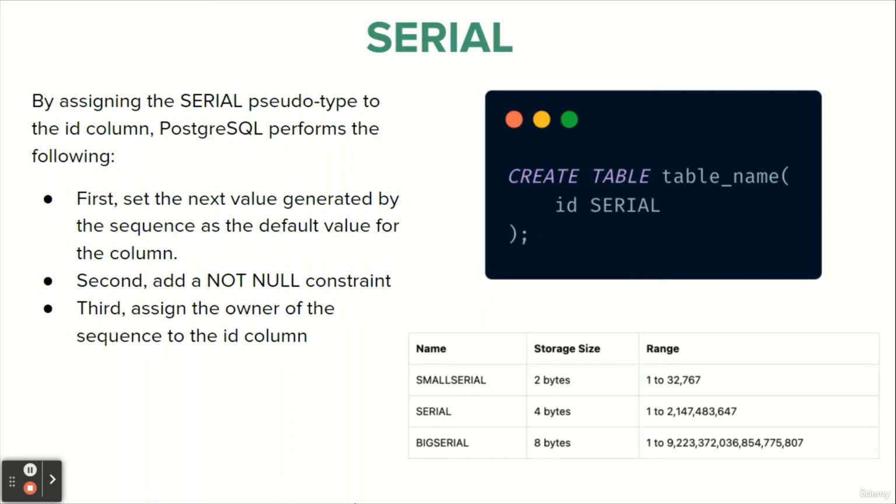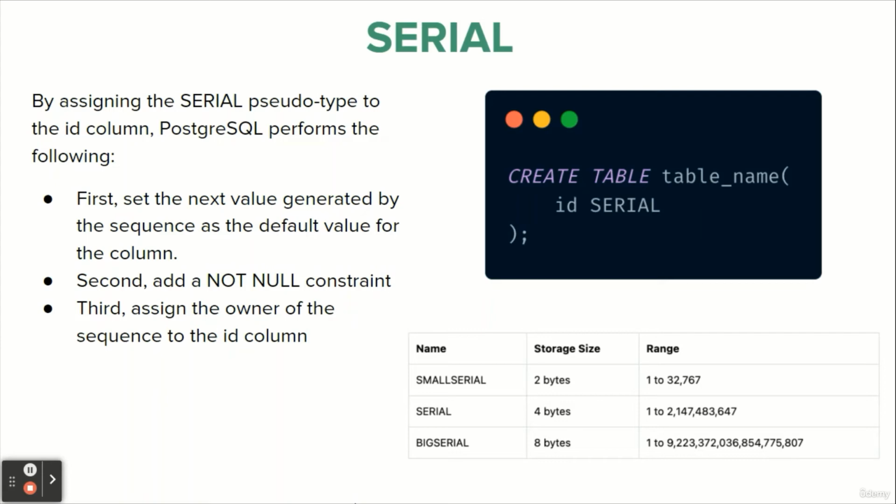First, create a sequence object and set the next value generated by the sequence as a default value for the column. Second, add not null constraint to the ID column, because a sequence always generates an integer which is a non-null value. Third, assign the owner of the sequence to the ID column. As a result, the sequence object is deleted when the ID column or table is dropped.